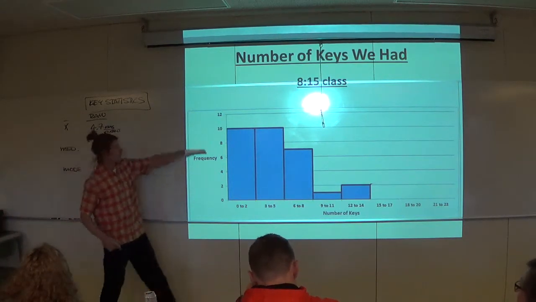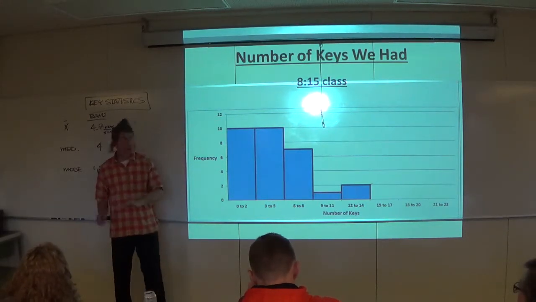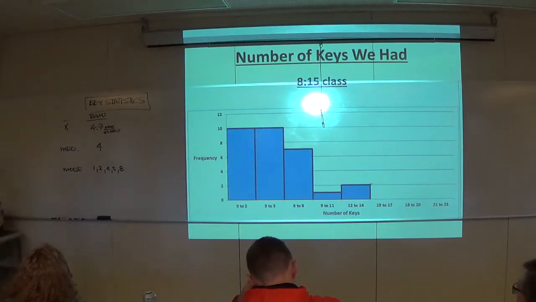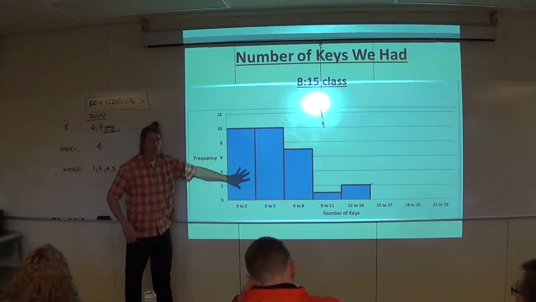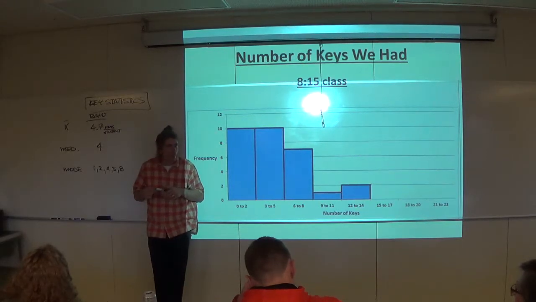Because we know that there are 10 occurrences between 0 and 2. And we know that there are 10 occurrences between 3 and 5. And that's great. But the problem is, what is it? Is it 0? Is it 1? Is it 2? What do we call these in here? So that's a challenge, isn't it? How do we solve that challenge?